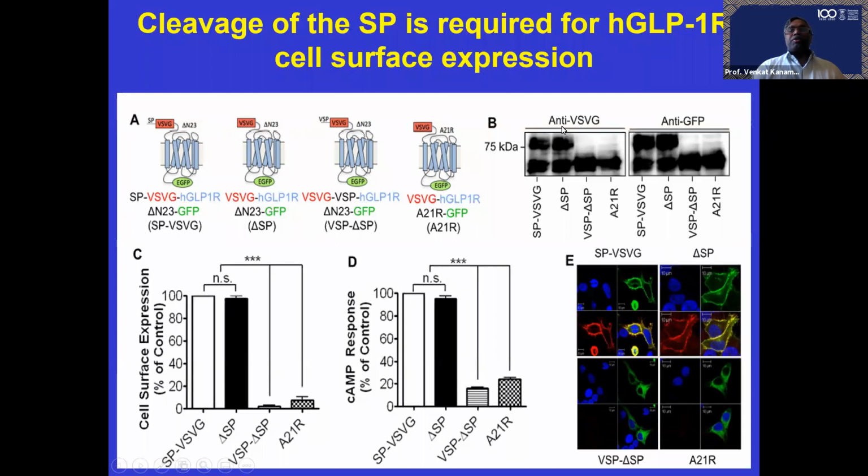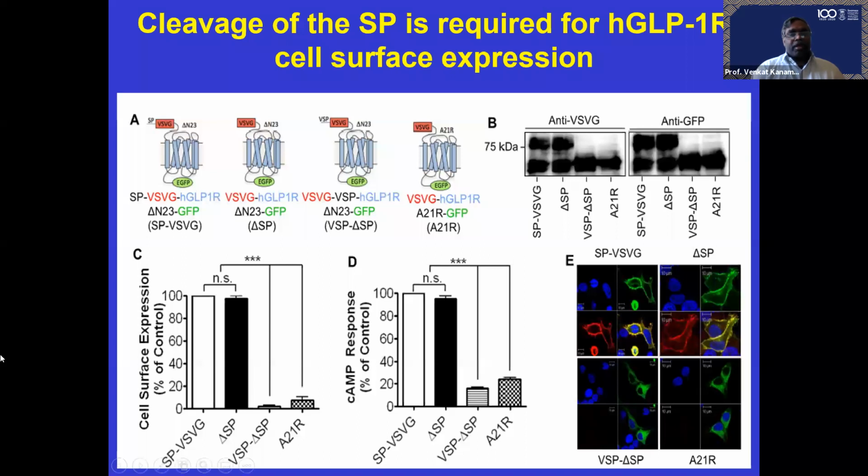This is the anti-VSVG antibody, which binds here, and this is the GFP antibody, which binds the intracellular one. Based on that, we show that signal peptide cleavage is required for the receptor targeting to the membrane, which we also confirm by flow cytometry. As you can see, by flow, you use antibodies without permeabilizing cells, so the antibody binds the extracellular portion of the receptor, and thereby you can measure how much is outside the cell.